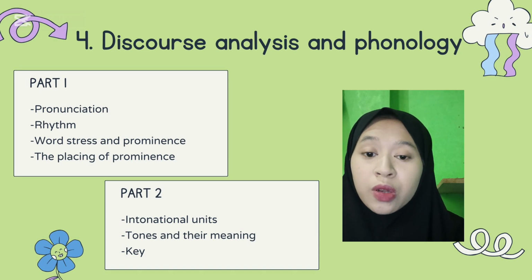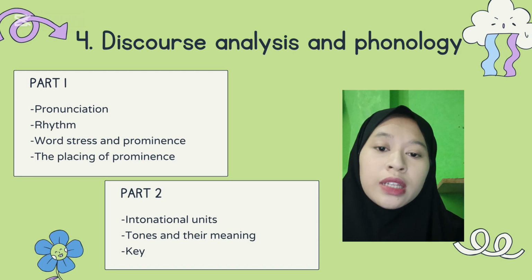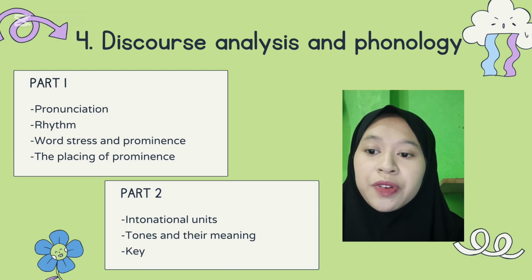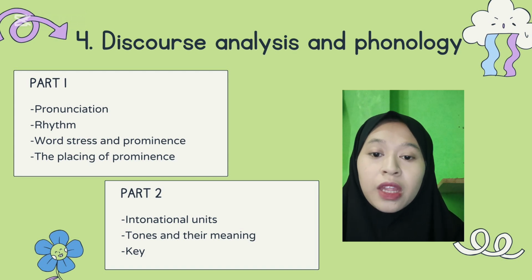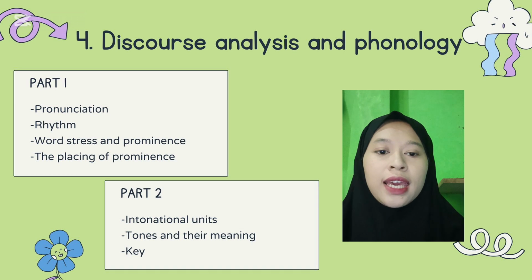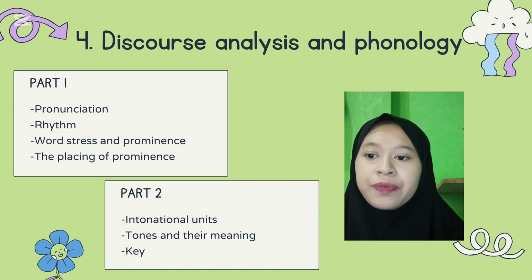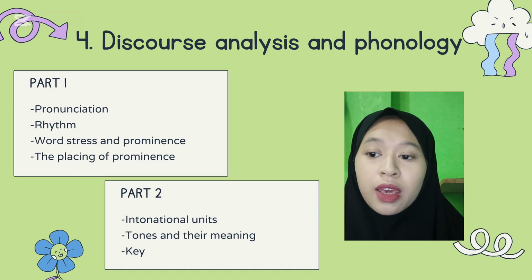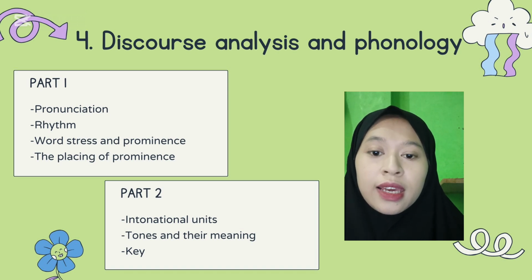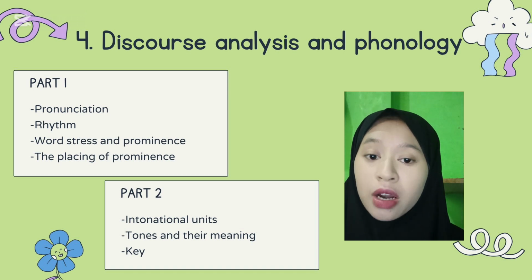Pronunciation. Pronunciation, proper articulation of sound, is crucial for clear communication. For example, the difference between sheep and ship. Okay, next about rhythm. Rhythm involves a pattern of stressed and unstressed syllables. For example, he is going to the market.